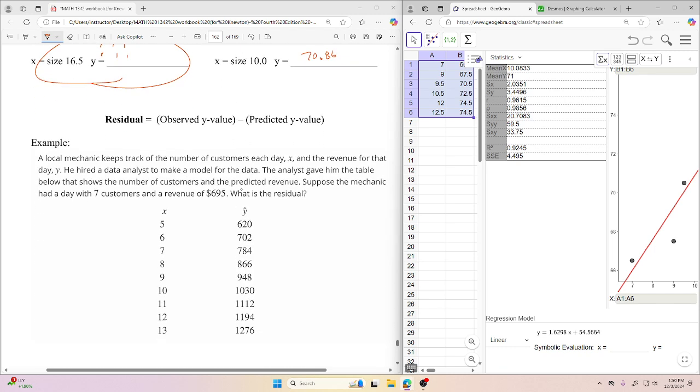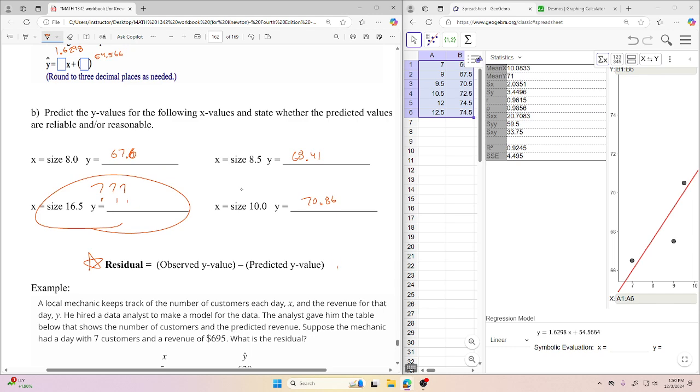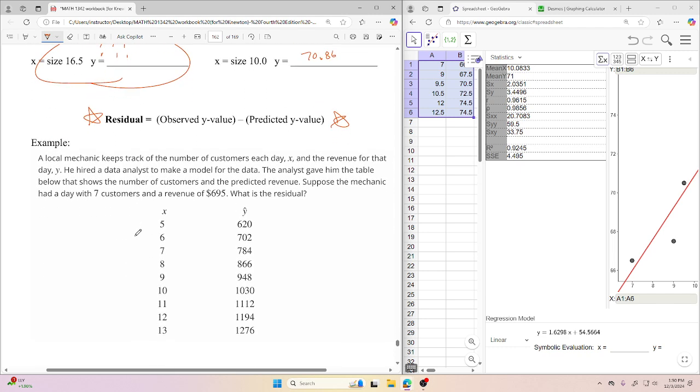So this is an actual, very important formula, which I often forget whenever I'm doing these problems. So just keep me on track because I always forget here, okay? So a local mechanic keeps track of the number of customers each day and the revenue each day. So customers is X, and revenue is Y. We hired a data analyst. That would be one of us. And so we have this big table here, and they're saying, suppose that on a day you had 7 customers, you had a revenue net, what's the residual?